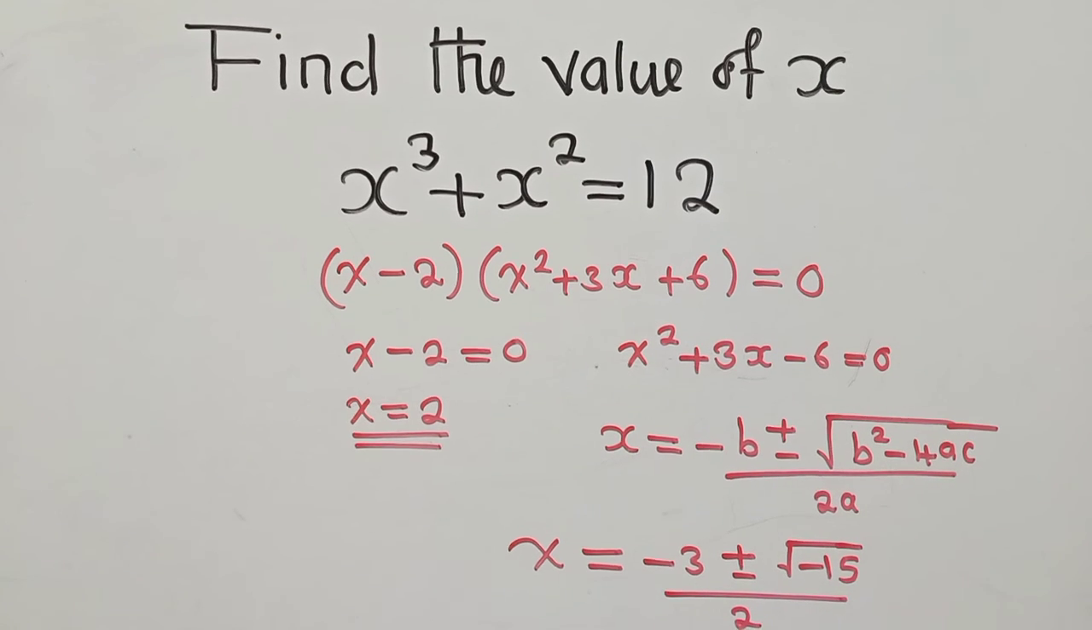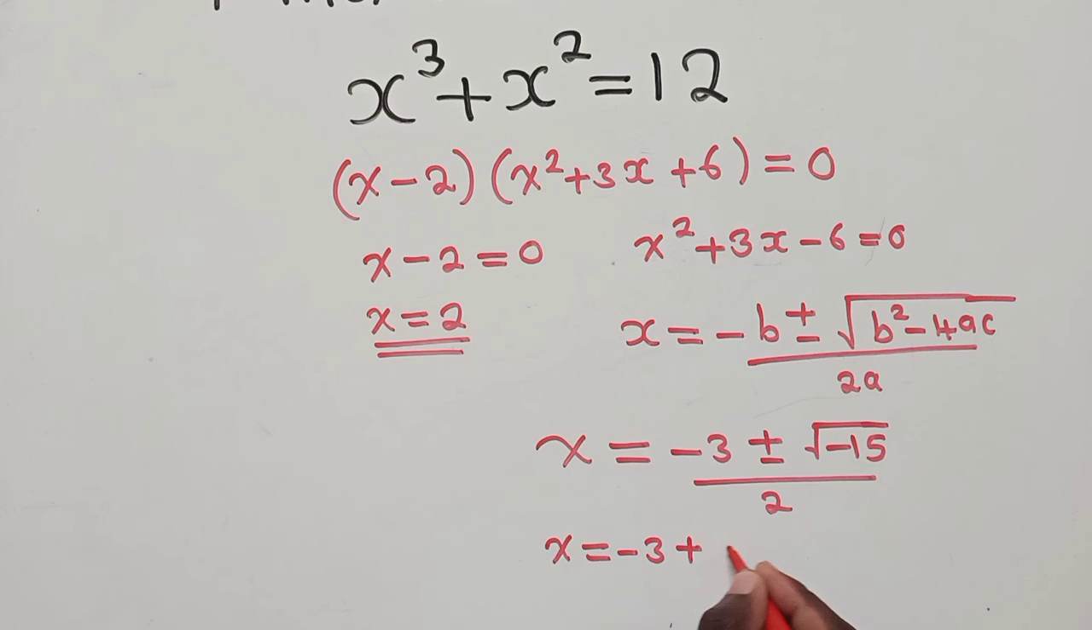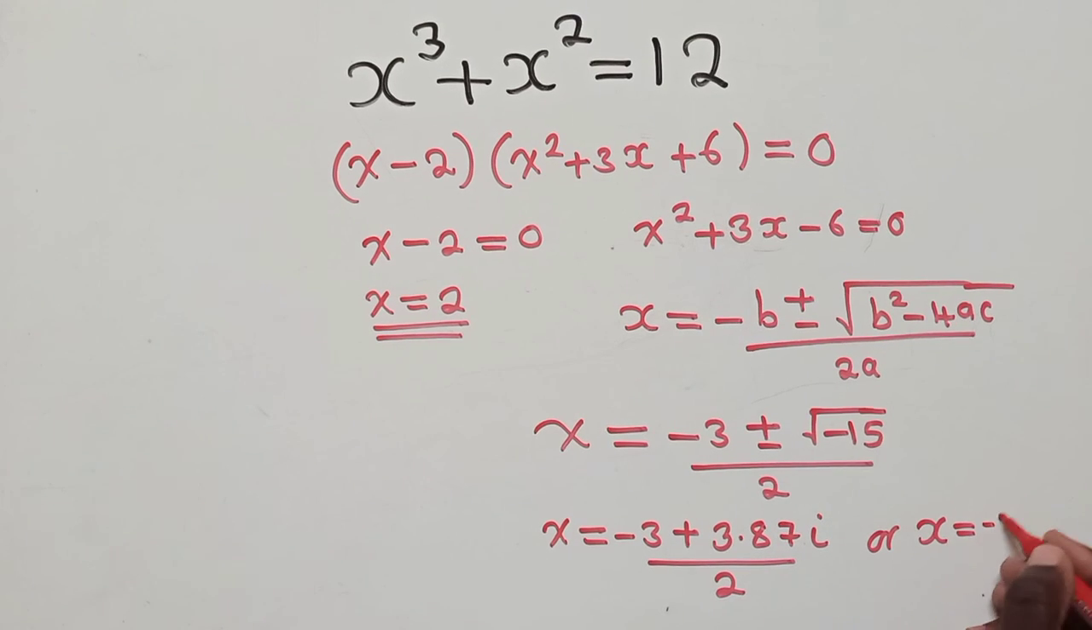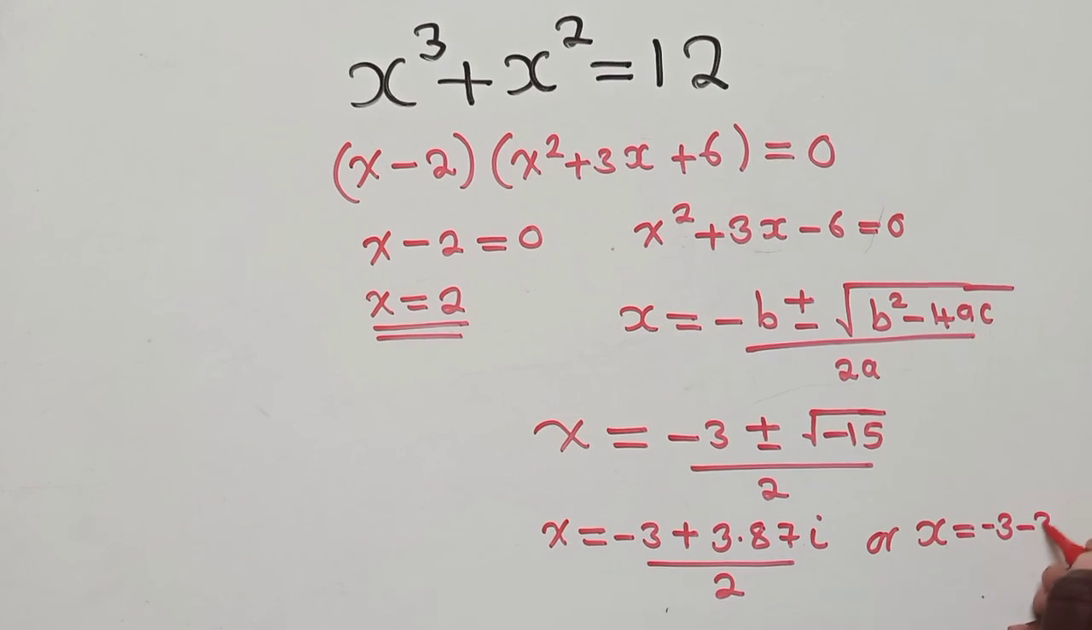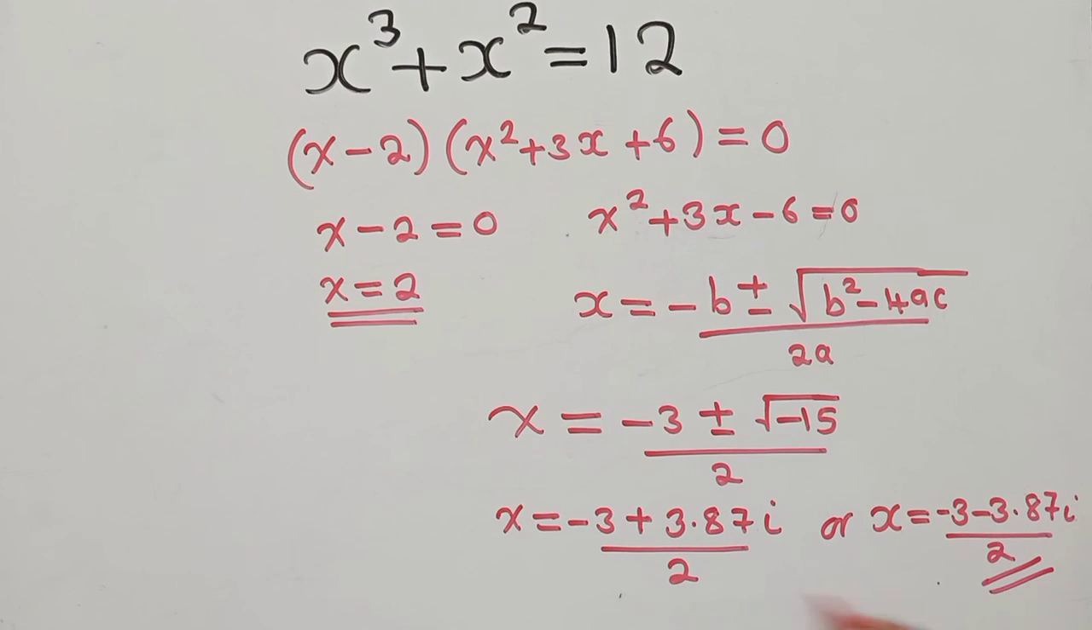Now our final answer here will be x is equal to negative 3 plus 3.87i over 2. This is a complex number. This is one of the solutions. And the other solution, we shall say, x is equal to the same, negative 3 minus 3.87i over 2. So these are the three solutions.